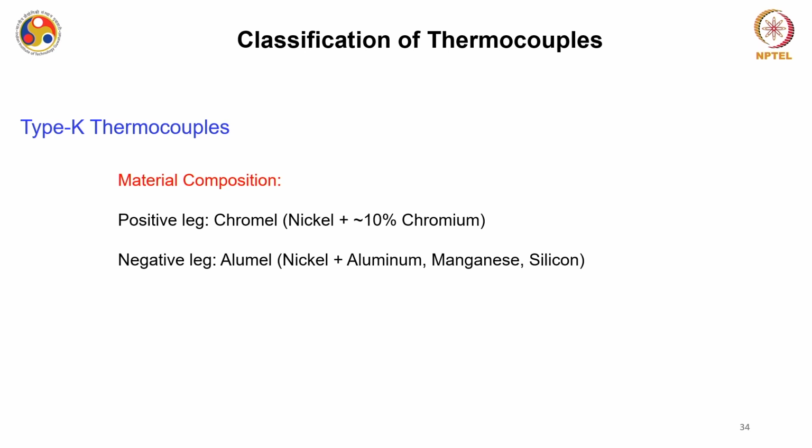You have the positive leg as chromel and the negative leg as alumel. Chromel is nothing but an alloy of nickel and chromium, where you have nickel plus 10% of chromium, while the negative leg has alumel, which is an alloy of nickel, aluminum, manganese and silicon.